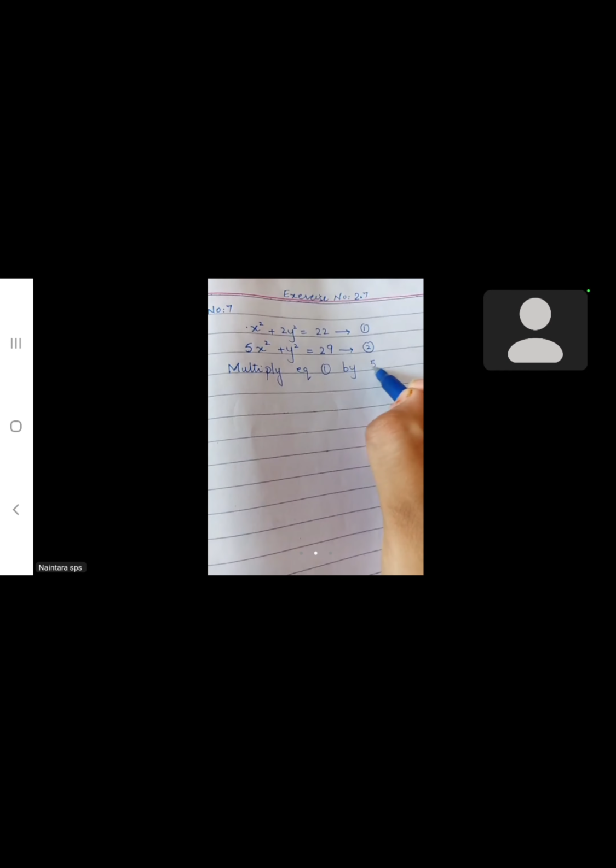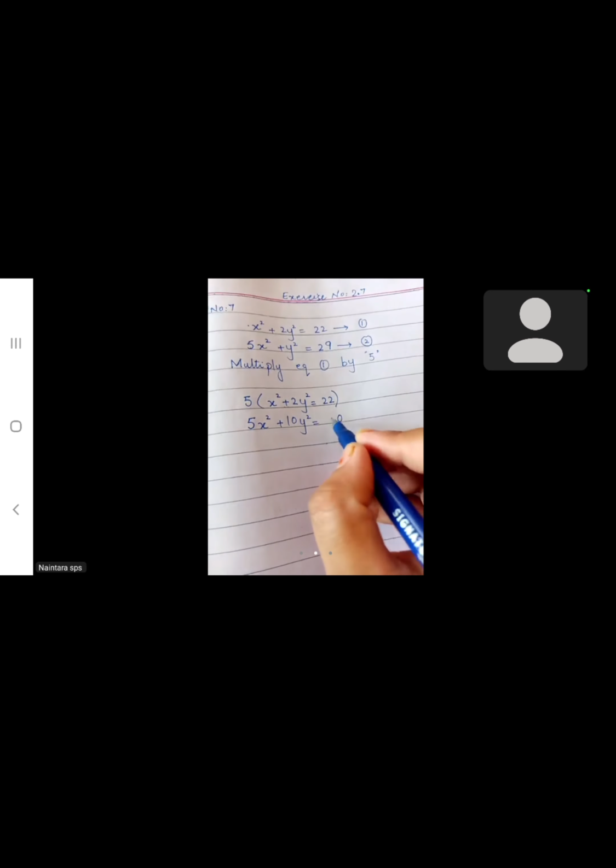Okay. Now think about equation number 1. Equation number 1 is having 1x square. What do you think, if we multiply this equation by 5, both of the equations will have the same coefficients? Yes, ma'am. Okay. So multiply equation number 1 by 5. In this way, we will have equal coefficients of x square. 5 times x square plus 2y square is equals to 22. You will multiply the whole equation. So it will be 5x square plus 5 times 2 is 10y square is equals to 5 times 22, which is 110. Now it is equation number 3.